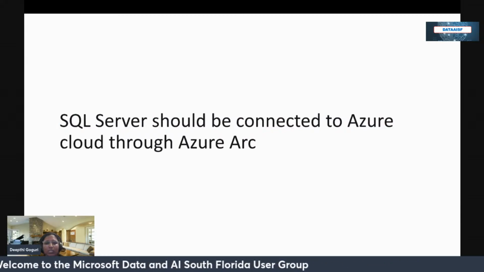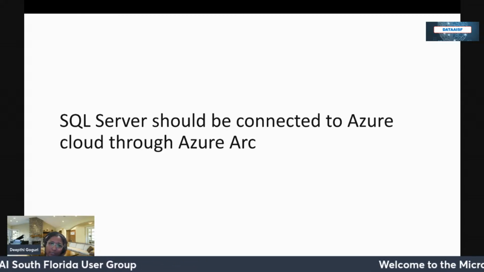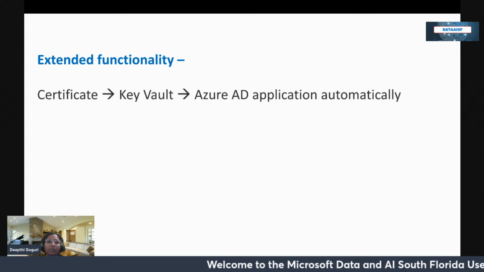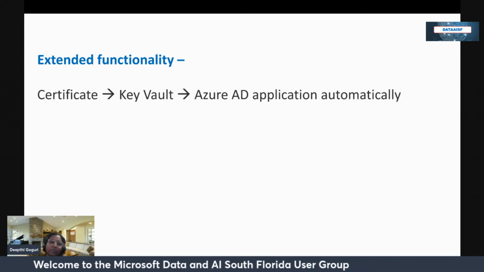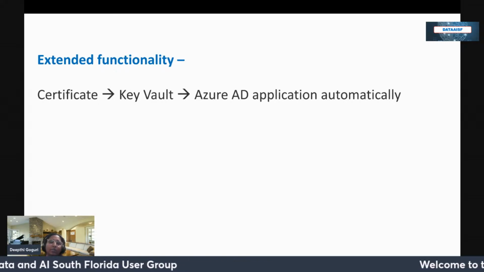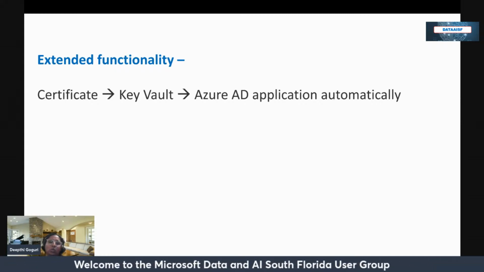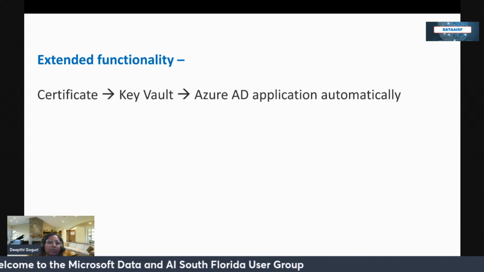So SQL Server should be connected to Azure Cloud through Azure Arc first before using Azure Active Directory. And there are a couple of prerequisites that we need. We can either do this manually, or we can have Microsoft take care of this automatically. So let's do it manually first and then use the automated approach next.